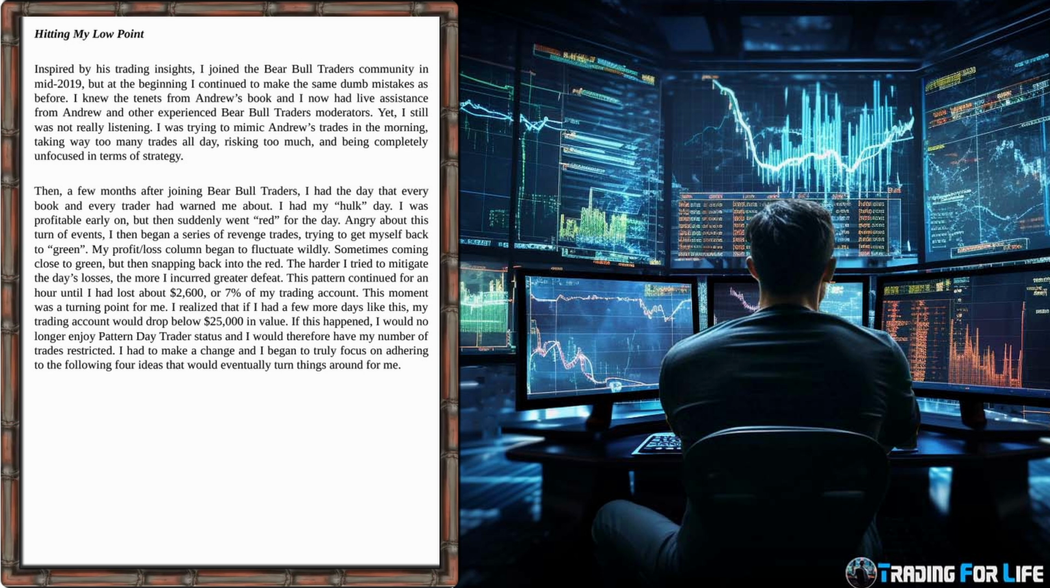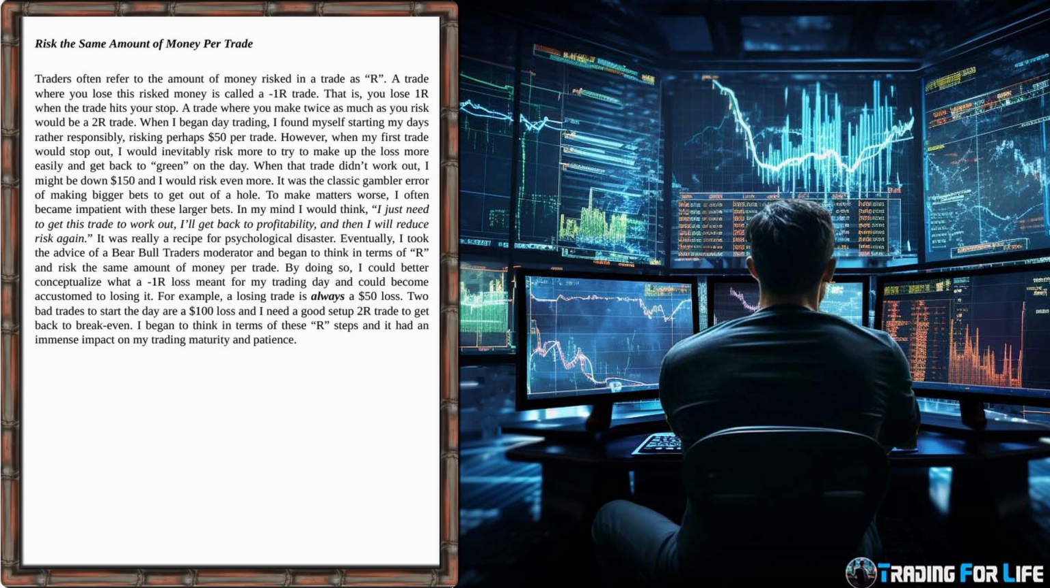The harder I tried to mitigate the day's losses, the more I incurred greater defeat. This pattern continued for an hour until I had lost about $2,600, or 7% of my trading account. This moment was a turning point for me. I realized that if I had a few more days like this, my trading account would drop below $25,000 in value. If this happened, I would no longer enjoy pattern day trader status, and I would therefore have my number of trades restricted. I had to make a change, and I began to truly focus on adhering to the following 4 ideas that would eventually turn things around for me.